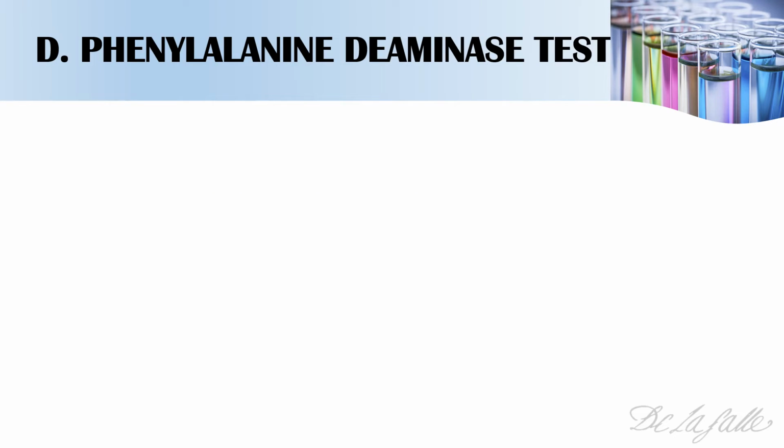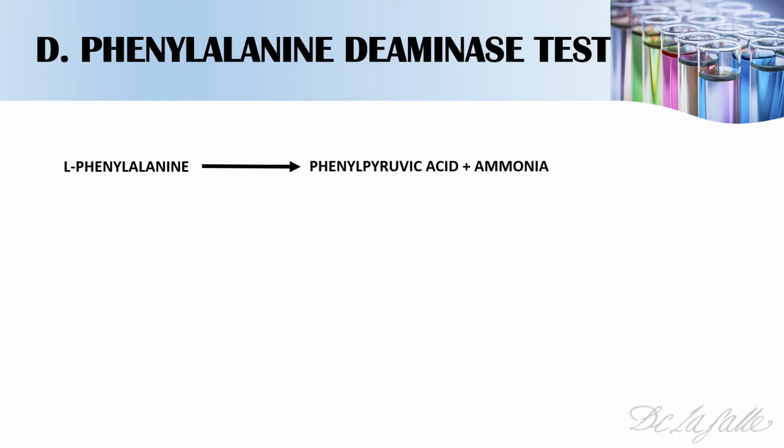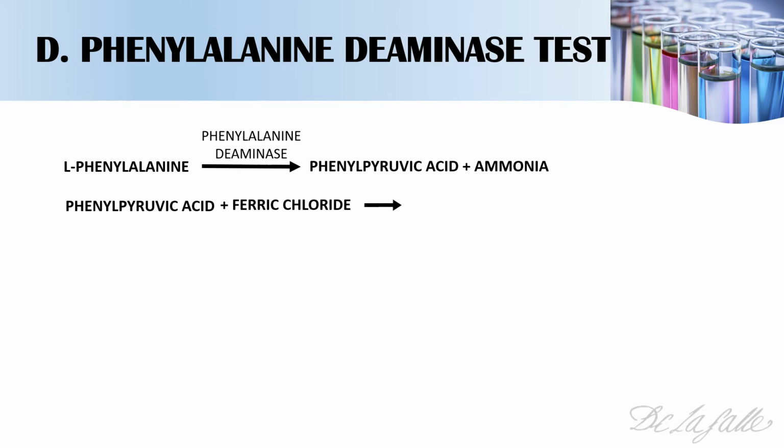We also have the phenylalanine deaminase test. This test can be used to differentiate among certain enteric bacteria such as E. coli and Proteus vulgaris. Proteus vulgaris produces the enzyme phenylalanine deaminase, which deaminates phenylalanine to phenylpyruvic acid and ammonia. When ferric chloride is added to the medium, it reacts with phenylpyruvic acid, forming a green compound indicating a positive test.